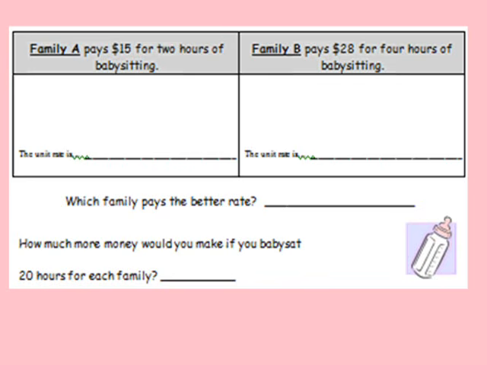Now let's say you were babysitting for 2 families, and family A called up and they wanted you for the same night, and family A was offering you $15 for 2 hours. So their rate was $15 for 2 hours, and another family was going to pay you $28 for 4 hours. Which one would be the better unit rate?